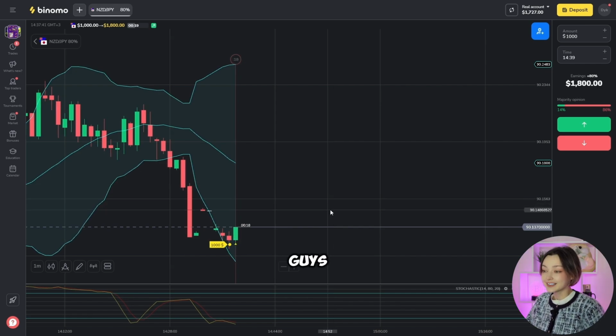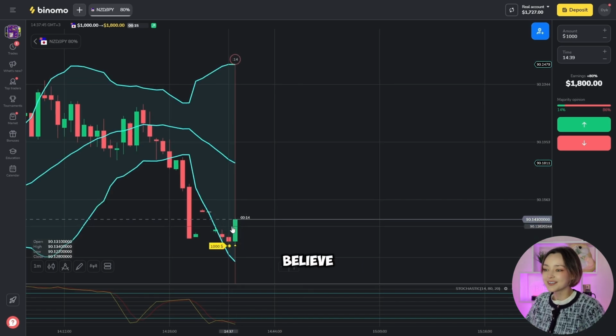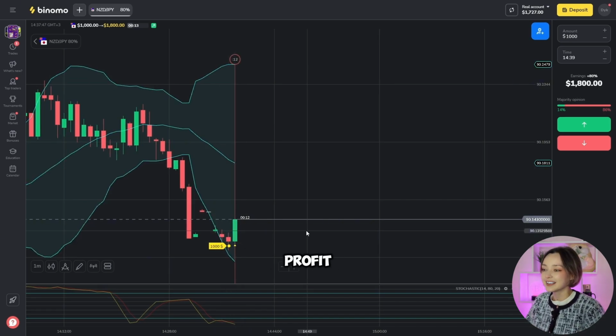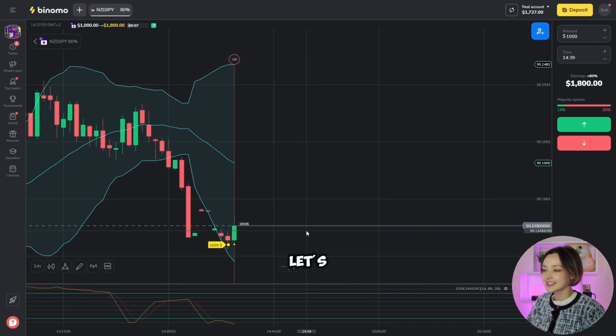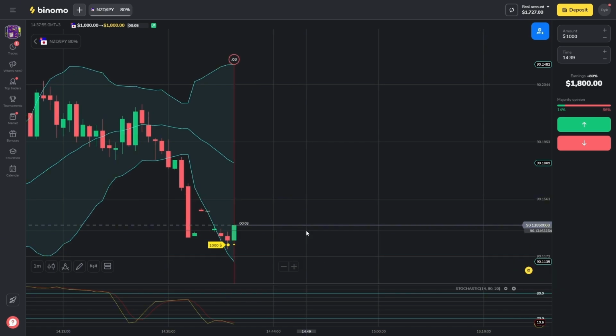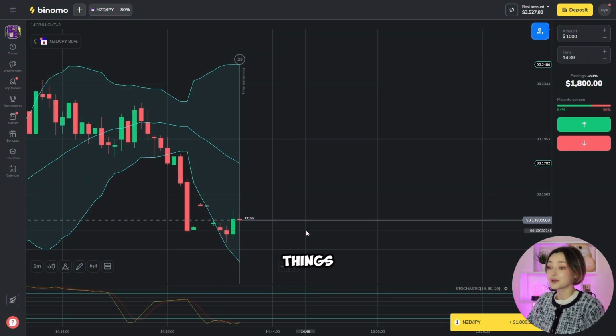By the way, guys, look at the nice motion that is happening right now. I believe this trade will close in a profit. And after this trade, we can summarize the overall results, I think. Let's see. Great, the trade closed successfully, and let's sum things up at this point.